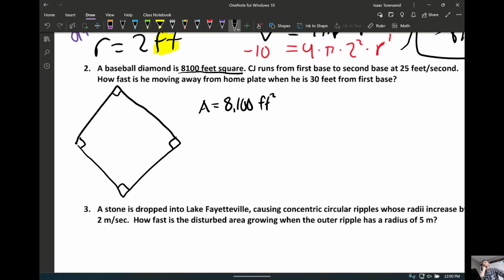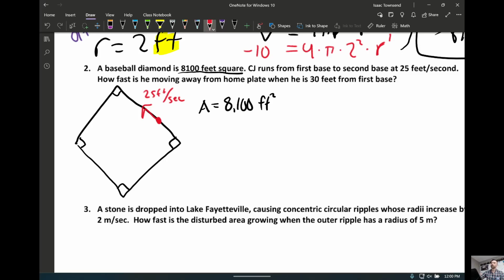Square units is always going to be area. Cubic units are always going to be volume. And linear units are always going to be lengths. Okay, CJ runs from first base to second base, so he's, I don't know, somewhere between first and second base, and he is running at a speed of 25 feet per second. So try to add that to my picture.